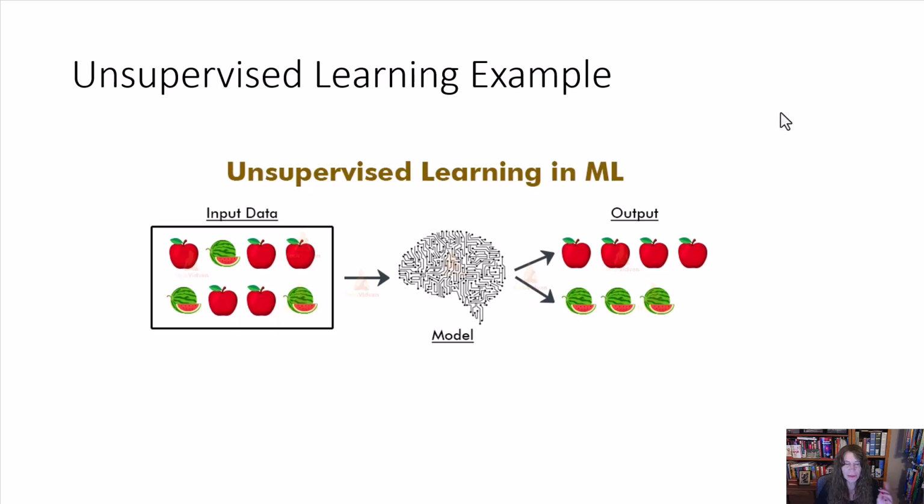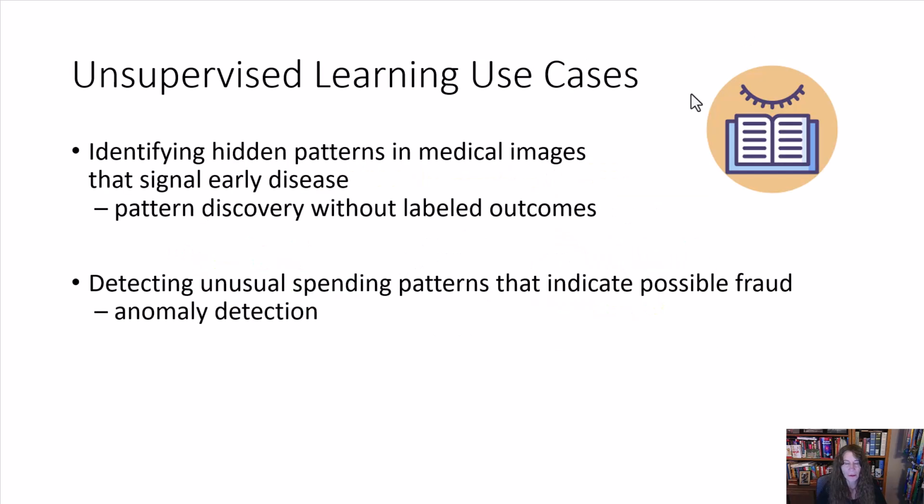Here's a very basic example of unsupervised learning. If the input data was different types of this fruit, and there's only 2 fruit here, ultimately it could group them into commonalities, similarities. Unsupervised learning is highly used in the medical profession with identifying patterns in imaging to detect disease. It's used in finance for anomaly detection, finding unusual patterns that could indicate possible fraud.